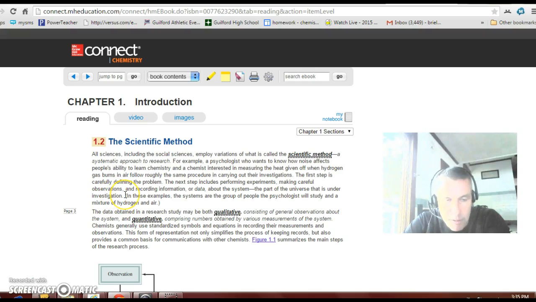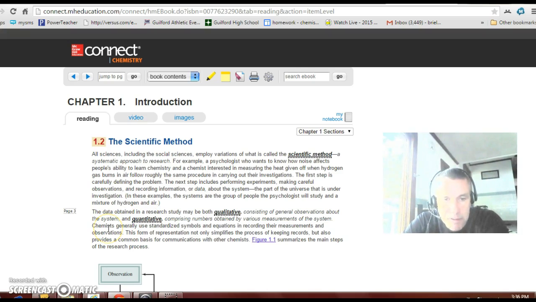Well, that's broad, the whole universe. In these examples, the systems are the group of people the psychologist will study, and a mixture of hydrogen and air. Weird how we have to define the system, the universe, things like that. The data obtained in a research study may be both qualitative, no numbers, consisting of general observations about the system, and quantitative, which is generally better, comprising numbers obtained by various measurements of the system.